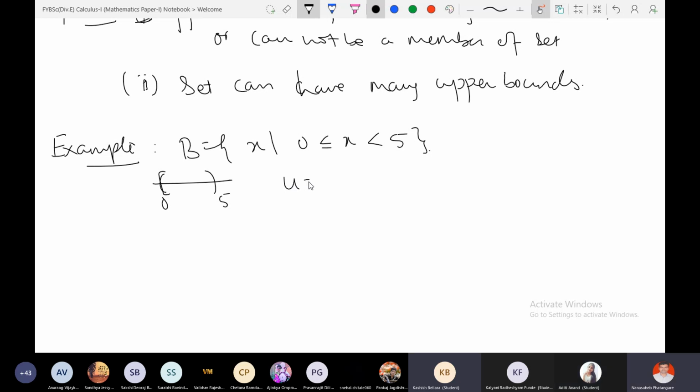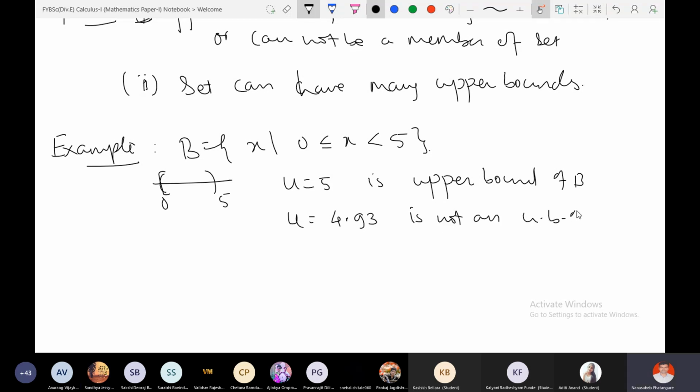5 is an upper bound of B. Now, if you choose any number, suppose I take U equal to 4.93. Is it an upper bound? No, it is not an upper bound of B. Because why? Because 5 is here and 5 is not in the set, and where is U? 4.93 is here, which is less than 5.